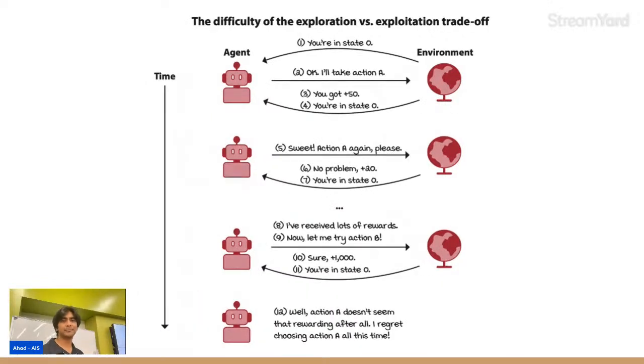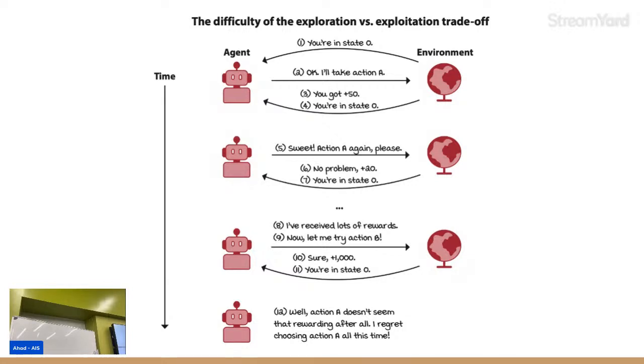So this is the exploration and exploitation trade-off. Okay, so I'll just go through it again, because I have this nice little graph here. Might as well go through it. So you're in state 0, takes action A, gets a reward of 50, and is back in state 0. Now he's like, nice, I'll take action A again. He gets a reward of 20, and he's back in state 0.